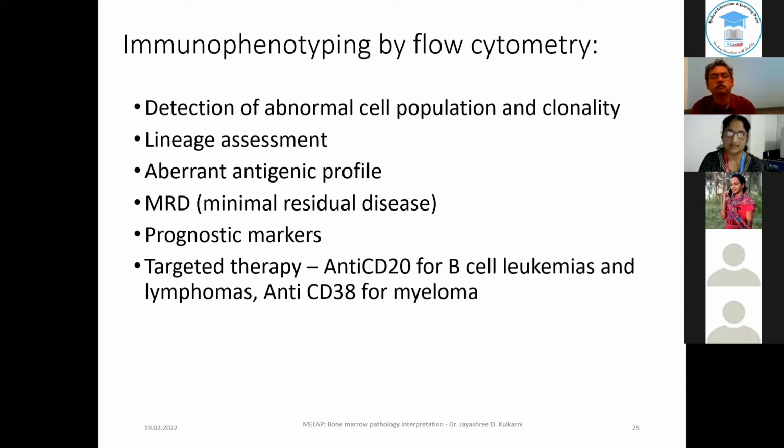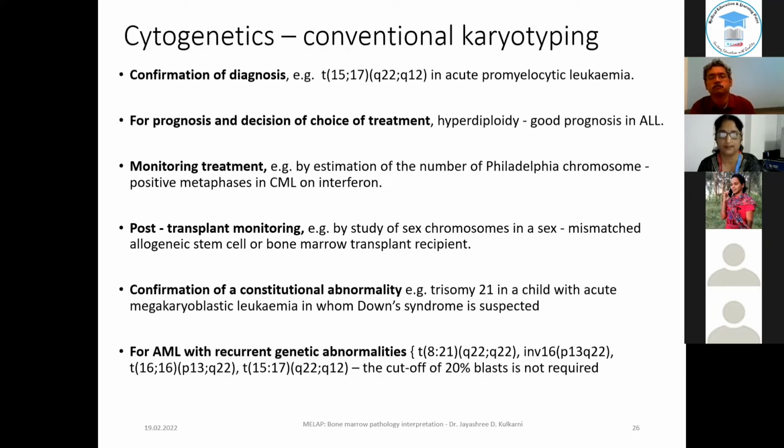Immunophenotyping is the next step. So detection of abnormal cells, lineage assessment, then MRD analysis, you get the prognostic markers and to know about the targeted therapy. Cytogenetics, conventional, again for diagnosis, prognosis, monitoring the treatment, and for certain AMLs where the cutoff of 20% is no more required, then you need the conventional cytogenetics to call it a leukemia.